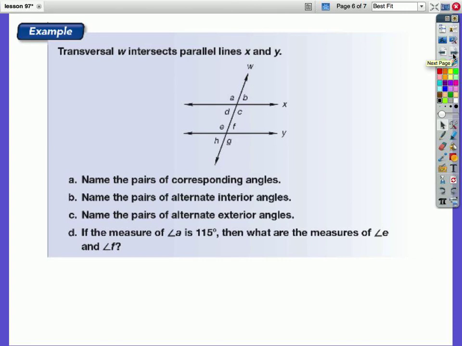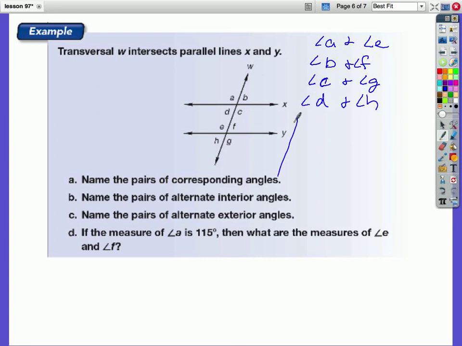So let's try the example. Transversal W intersects parallel lines X and Y. Name the pairs of corresponding angles. So what angles are corresponding? Let's start with A. Angle A and angle E are in the same relative position. So angle B, angle F, angle C, and angle G, angle D, angle H. They're in the same relative position on the two parallel lines.